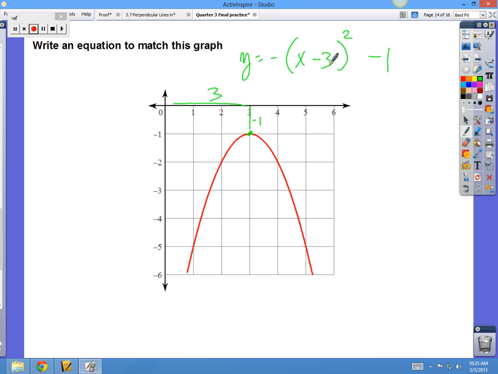So if we graph this guy, y equals x plus 4 squared plus 2, real quick. It's positive, so I know it's going to open up. Plus 4 is 4 to the left. And then plus 2 is 2 up. So there's your vertex. It's going to look something like that.